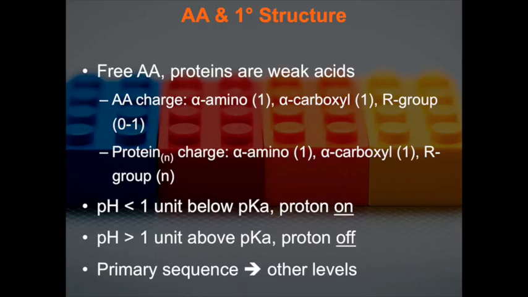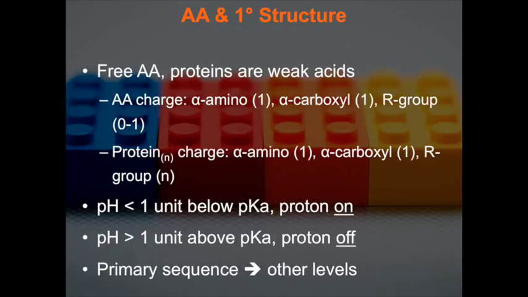So free amino acids we've talked about are weak acids. Amino acids have specific charges. R groups might be charged. When we link amino acids together in a protein, then, proteins themselves can also be charged. Calculating the charge for a protein, though, is not as complicated as calculating the charge for every individual amino acid, because when we link amino acids together, the alpha amino of one binds to the alpha carboxyl of the next, and those two groups are now not available to ionize. They won't carry a charge.